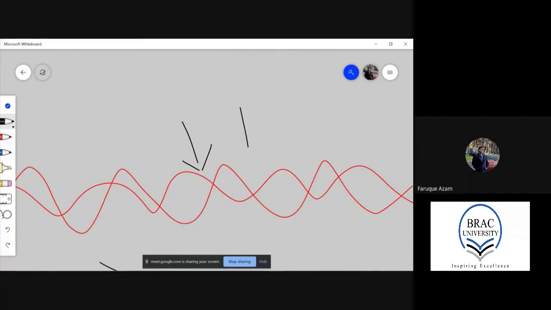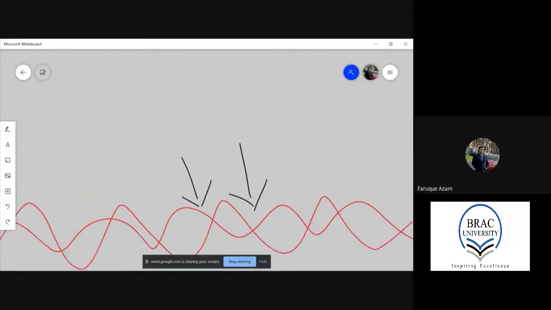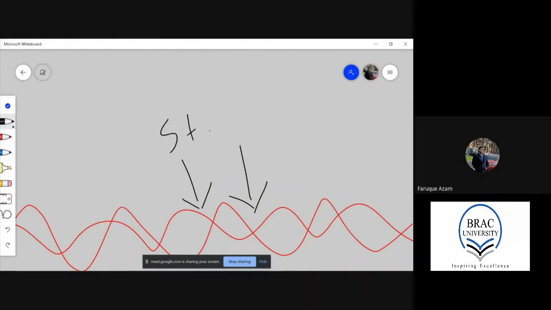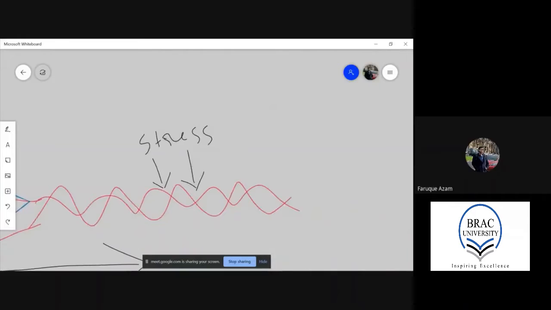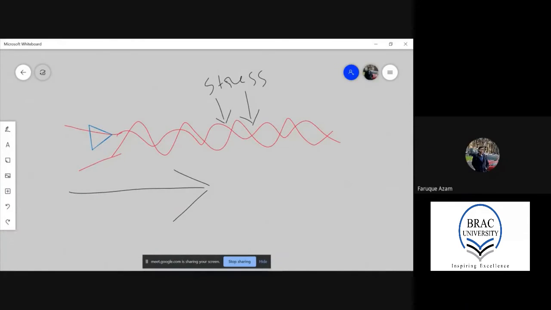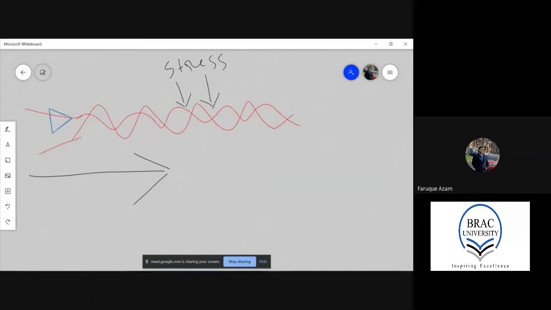Here, here, stress, pressure, you can say. So as a result of this pressure, what will happen? This portion, if you can follow, will be supercoiled because of the pressure. As the replication fork helicase is moving rightward and the two DNA strands are pulling apart, the pressure will be created in this region and onwards.